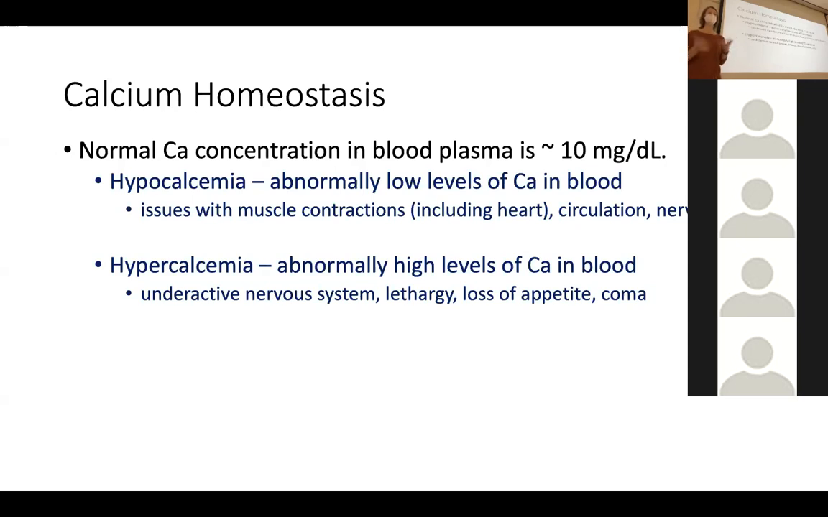As crazy as that sounds, calcium is typically a good thing, but we don't want too much of it in our blood. It can lead to an underactive nervous system. Again, calcium will come back up when we talk about nervous system function. When nerves communicate with each other, they need a flow of calcium. If there's too much of that, it can lead to an underactive nervous system, which will typically lead to lethargy, which is just being tired, loss of appetite, and then in really extreme circumstances, coma.